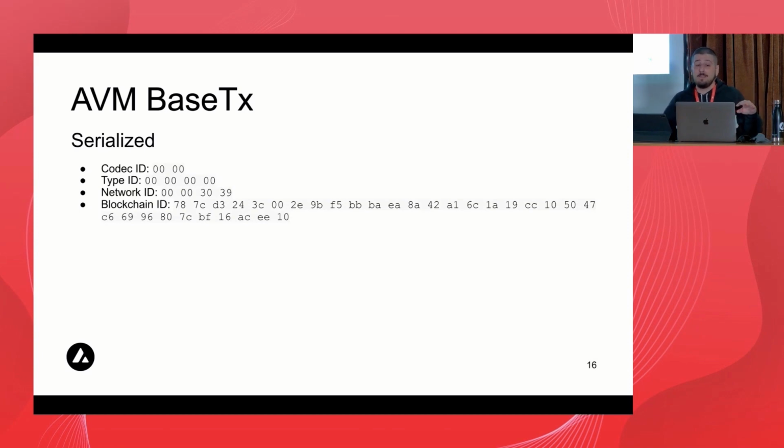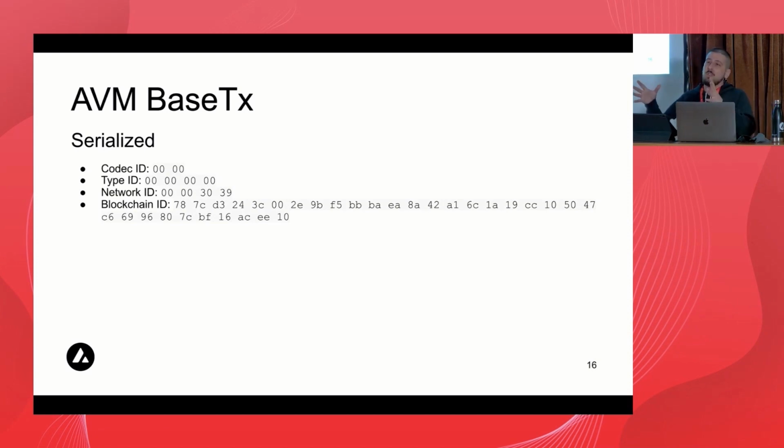The next 4 bytes are the type ID. So I believe, for example, a SecP transferable input is of type 7, or I'm sorry, an input is type 5, a SecP transferable output is type 7. Their base transaction is 0, a create asset transaction is 1, operation transaction is 2, an import transaction is 3, an output transaction is 4. So every different data structure has its own type ID. Then you have the network ID. So we are a network of networks. And we have the main net, which is network 1.